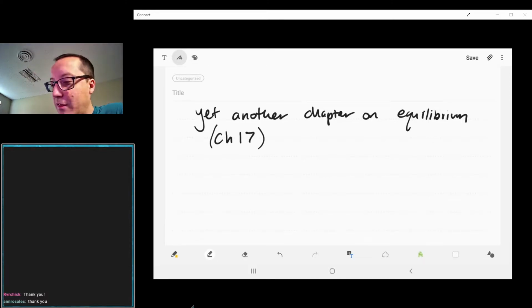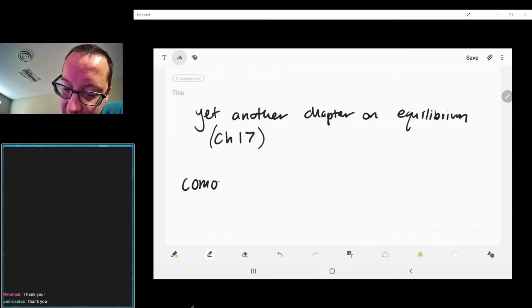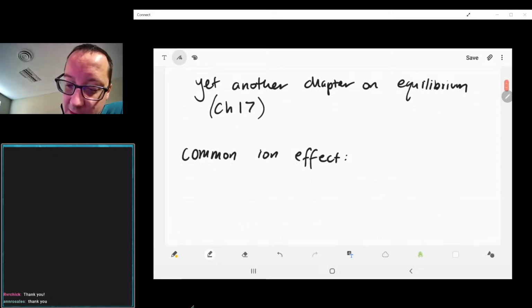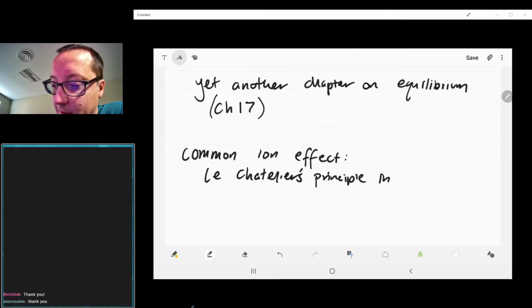So, with that, the first thing we're going to introduce, I mean, there's really no distinction between these as different chapters because it's all equilibrium, it's all using ICE tables, it's all the same idea. So it's just adding more and more things to the examples. So the first section of this is the common ion effect, which I can't spell. And this is essentially just Le Chatelier's principle in context.